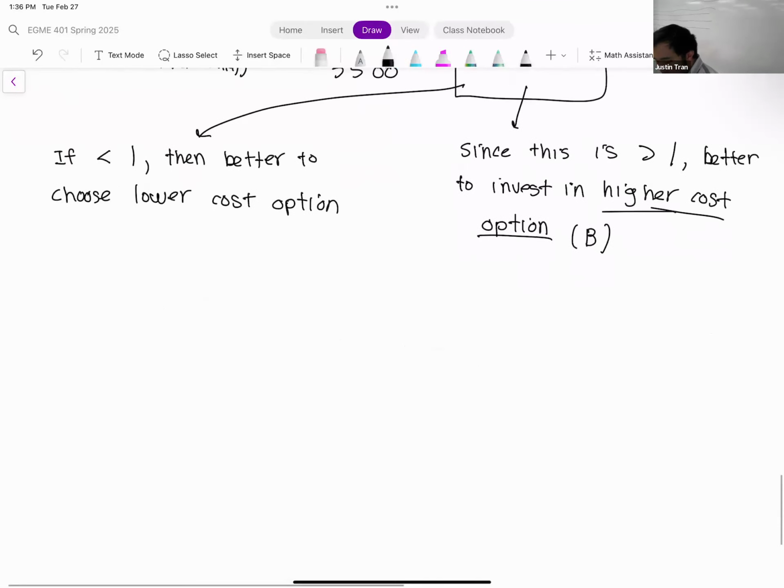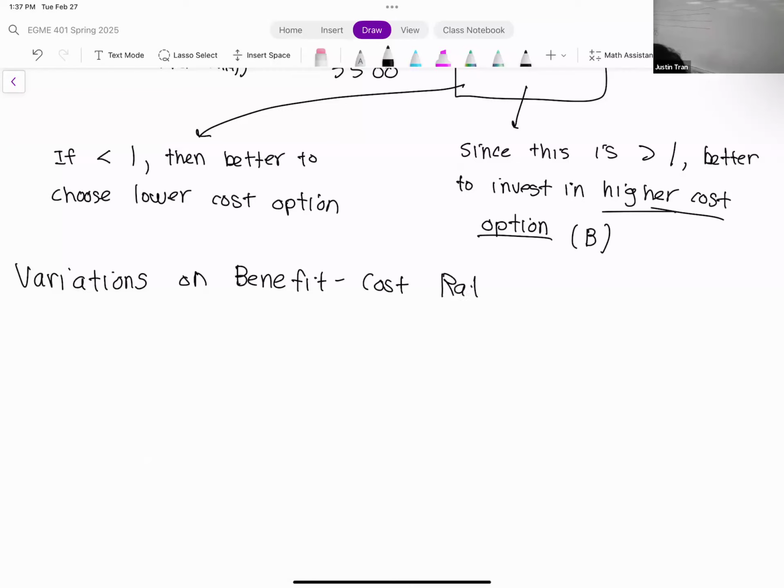Let's talk about some variations that we can do. One thing that the last example, and really the definition of benefit cost ratio, assumes is that we're only considering projects that generate revenue, that generate benefits.